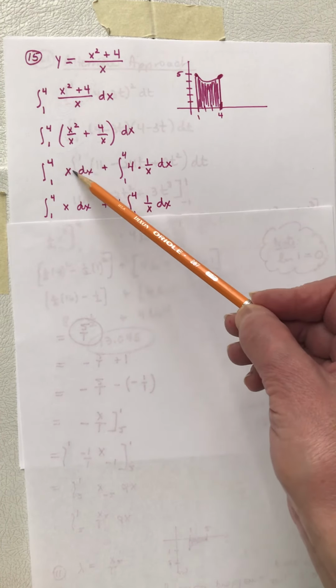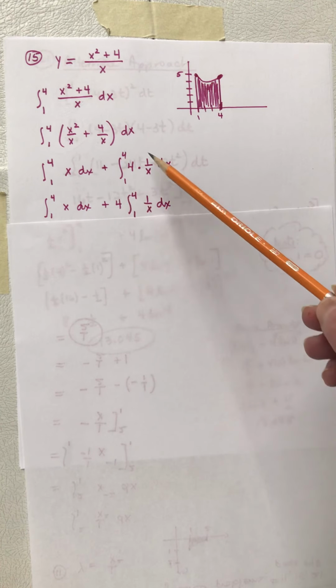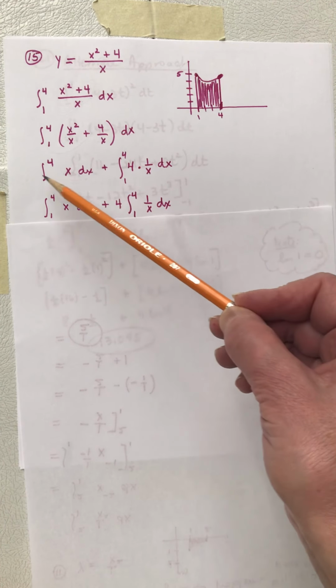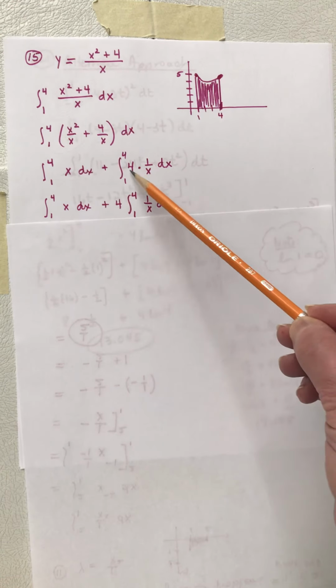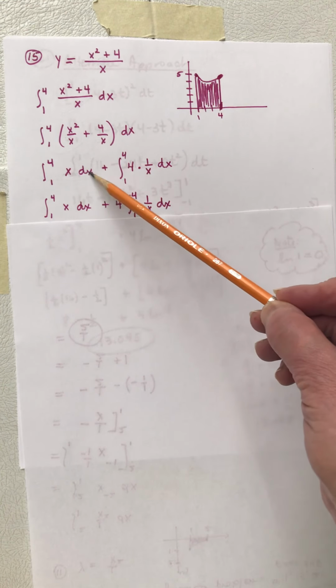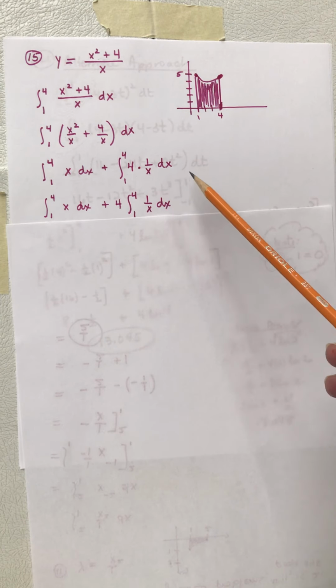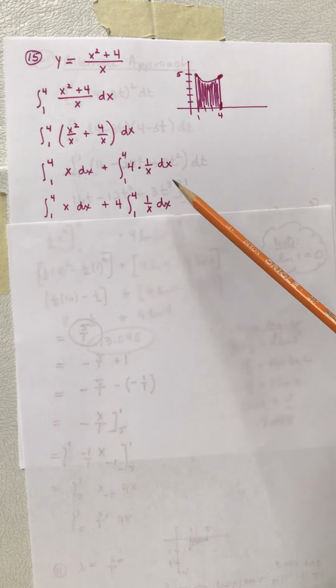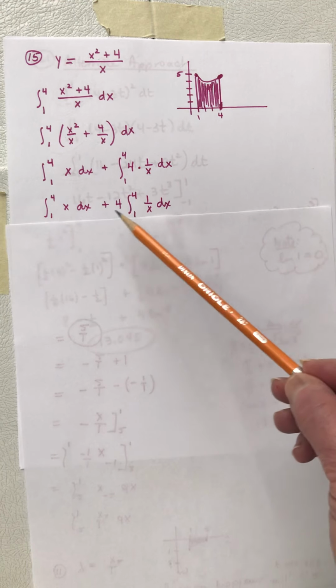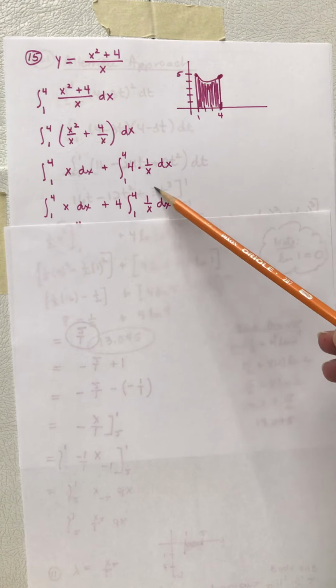You could have done it all as the same integral. You didn't really need this step where I have this integral and this integral. If you wanted to just put the x and the plus 4 times 1 over x into the same integral, you could do it. But it's easier, I think, to see as 2 separate ones, especially because we have the 1 over x here.